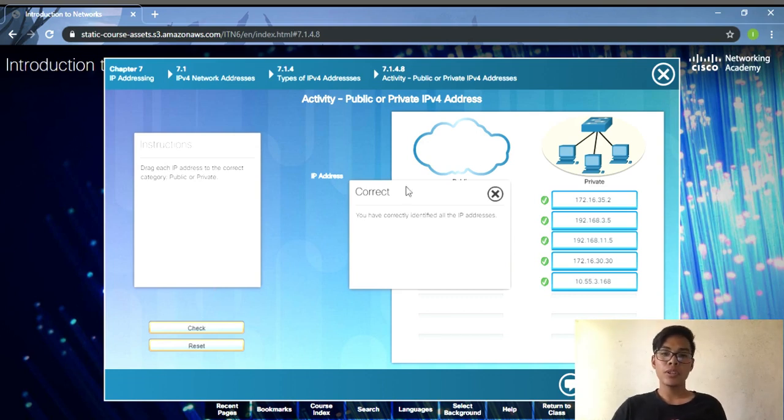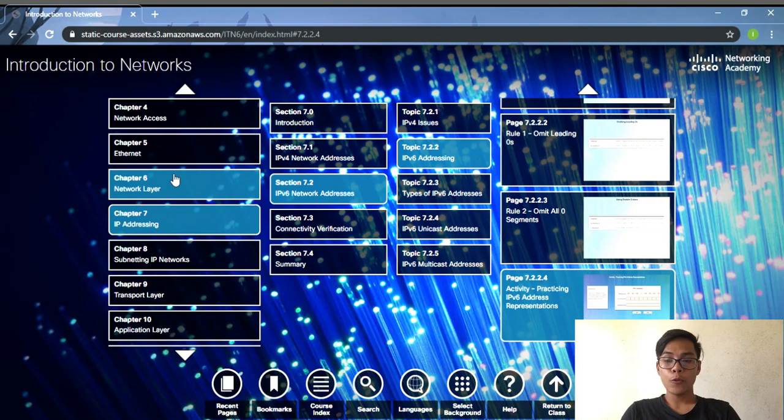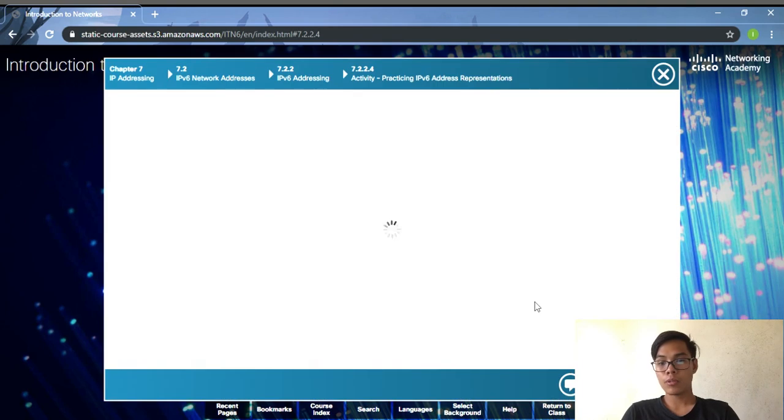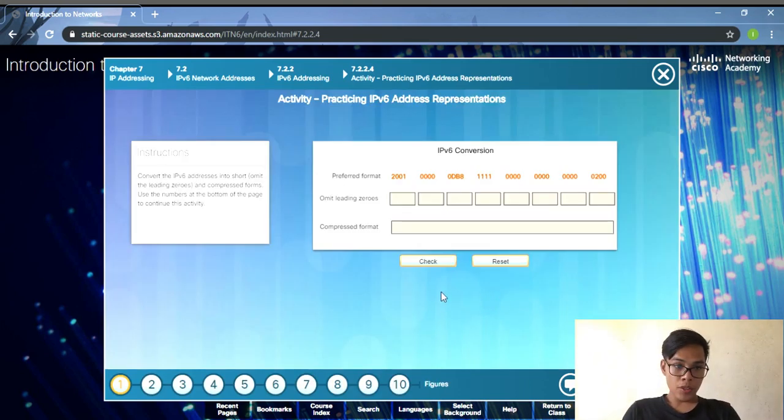And now let's proceed to the fourth one. For the fourth activity, it is in page 7.2.2.4, and it is entitled Practicing IPv6 Address Representations. So let's open it. The instructions: convert the IPv6 addresses into short, omit the leading zeros, and compress forms. Use the numbers at the bottom of the page to continue this activity. So there are 10 figures. So here are the preferred format, omit leading zeros, and compress format.